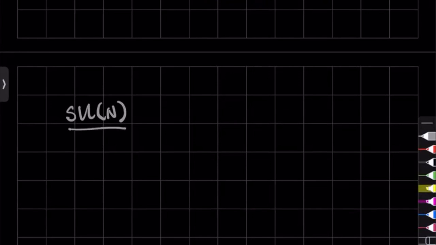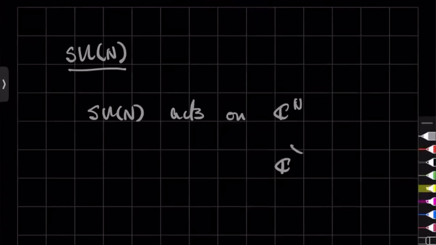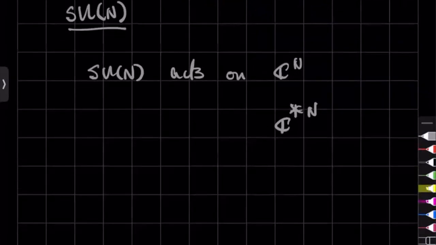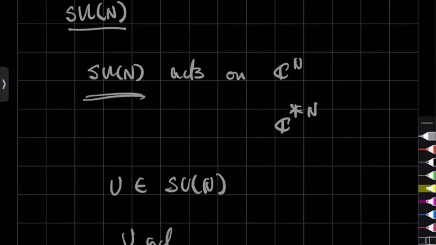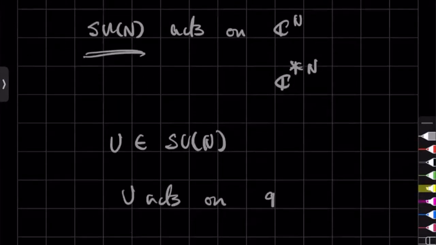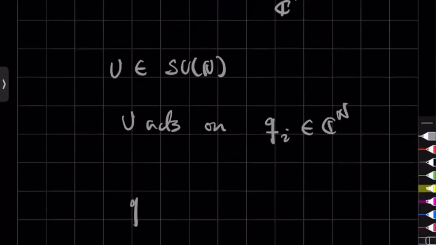So SU(N) matrices act on complex vector spaces, right? SU(N) acts on C^N. So these are the vector spaces they act on. But they can also act on C star of it, the complex conjugation. And they are independent vector spaces. So suppose U is a matrix and U acts on, say, some vector in C^N.